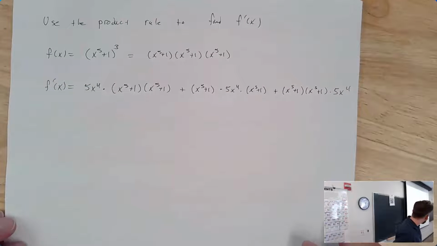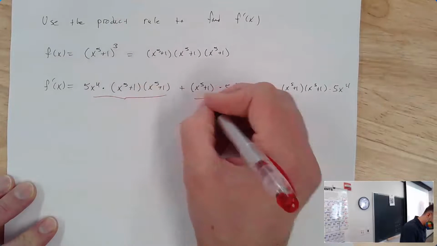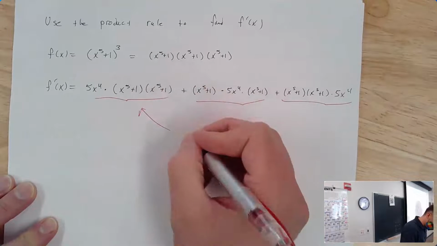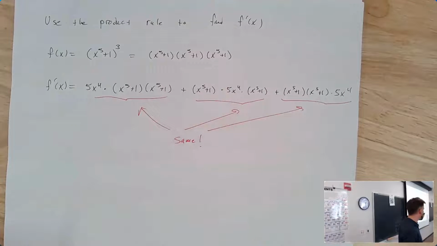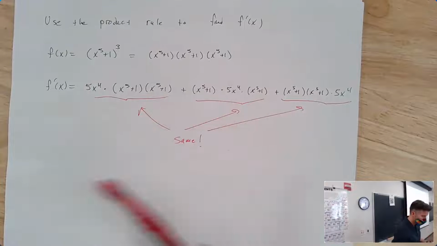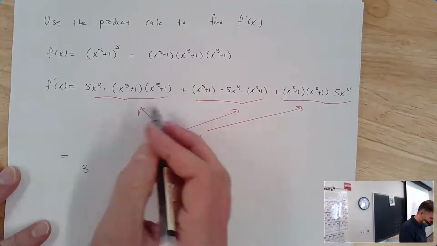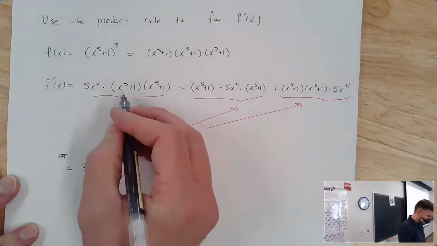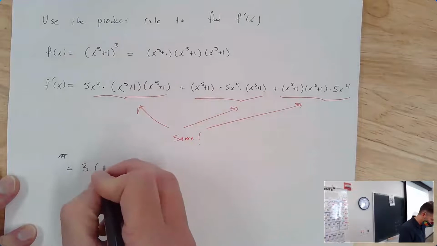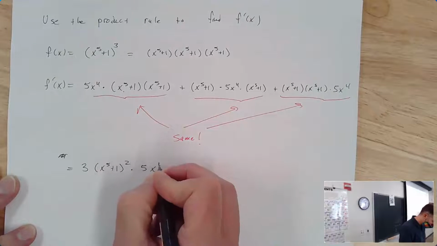And as you might recognize or observe, each of these things are the same. This whole thing, this whole thing, and this whole thing, those are all the same. When you have the same thing added together 3 times, you get 3 of that thing, right? x plus x plus x is 3x. So this is really going to be 3 times this quantity, which I'm going to write in a slightly different way. I've got x to the fifth plus 1 times x to the fifth plus 1. So I'm going to have x to the fifth plus 1 squared times 5x to the fourth.